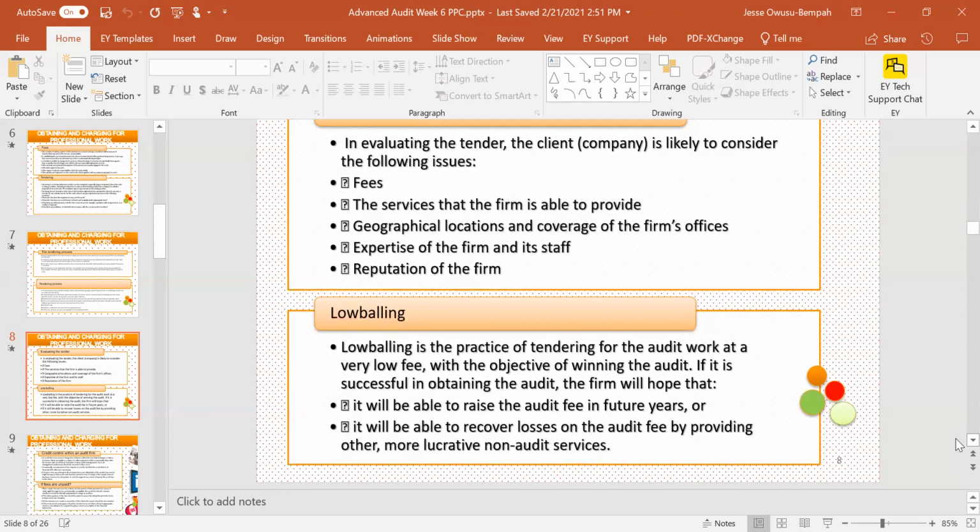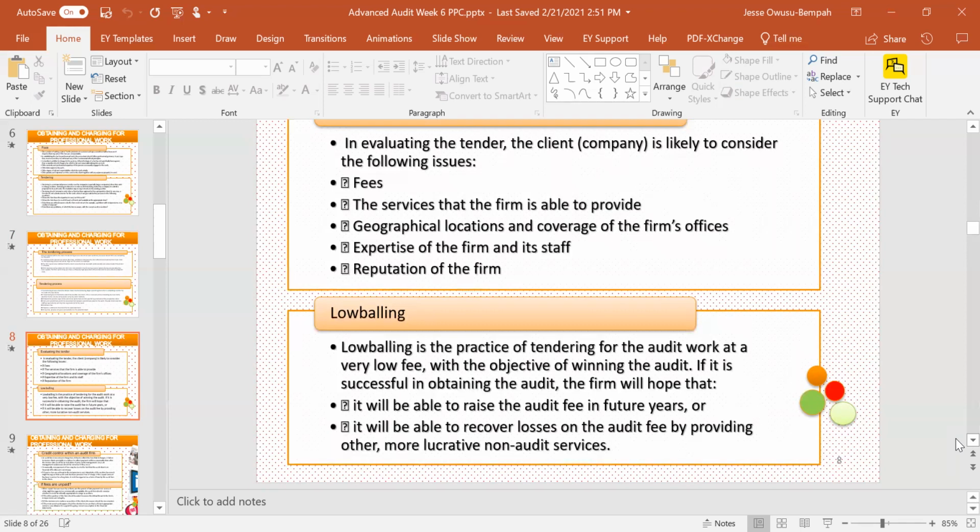Lowballing is like a form of penetration pricing strategy where you price low to enter the market, and then after you get the customers, you can begin to raise the audit fee in future. So lowballing is the practice of tendering for the work at a very low fee with the objective of winning the audit.